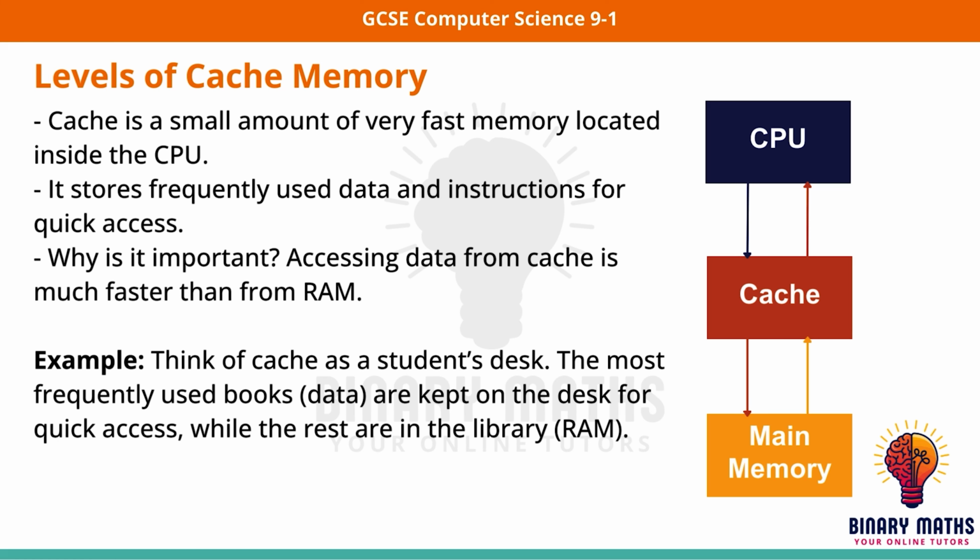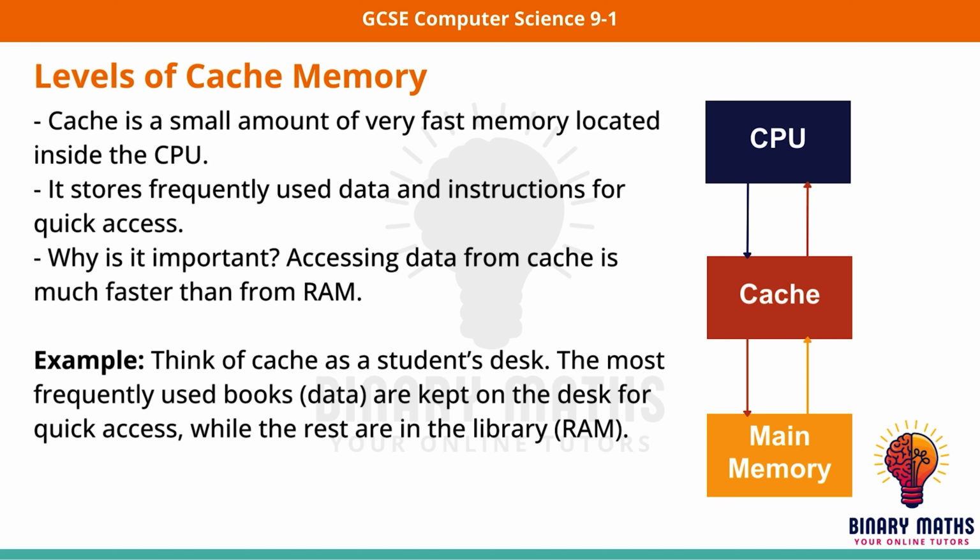Now let's talk about cache memory. Cache is a small amount of very fast memory located inside the CPU. It stores frequently used data and instructions for quick access. Why is this important? Well, accessing data from cache is much faster than RAM.